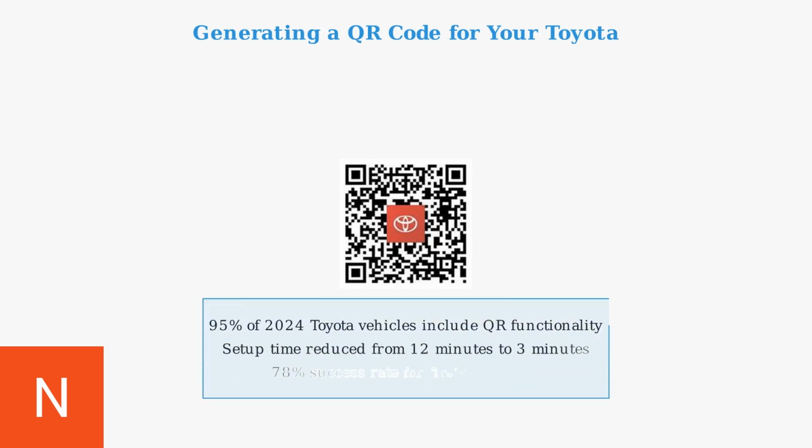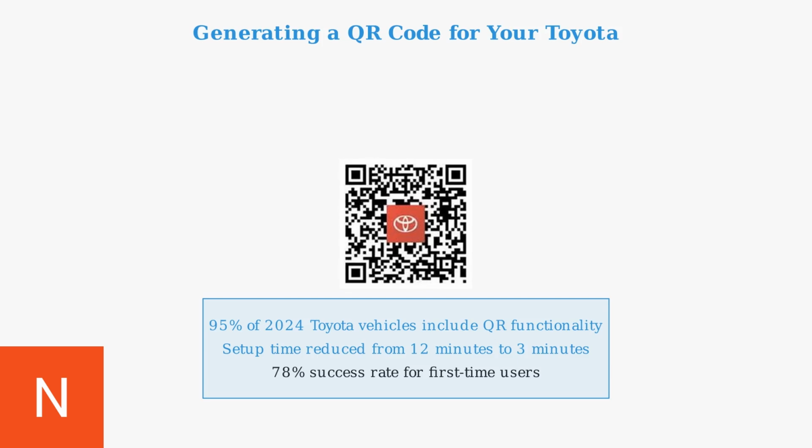This technology is now standard across Toyota's lineup, with 95% of 2024 models featuring QR code capability. The system reduces setup time from 12 minutes to just 3 minutes, with a 78% success rate for first-time users.